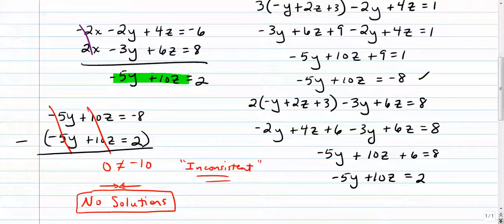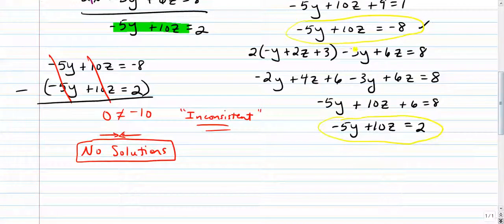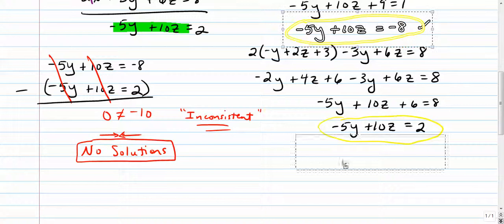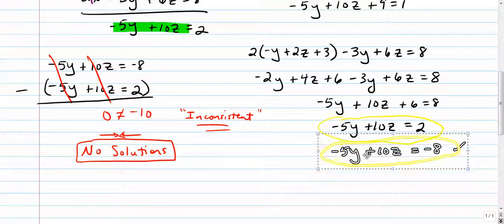Alright, a lot of stuff going on here. We have this equation and we have this equation ready to go. Those are two equations with just y's and z's. So what I'm going to try to do here is bring them together and move them so they're vertically aligned.